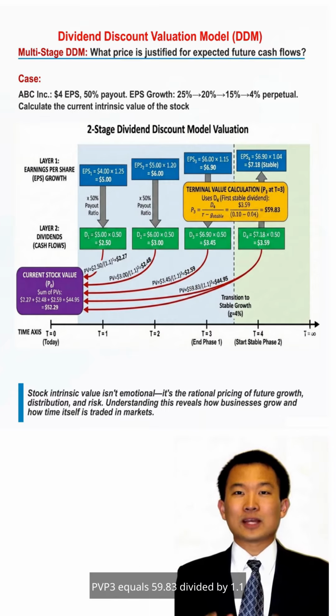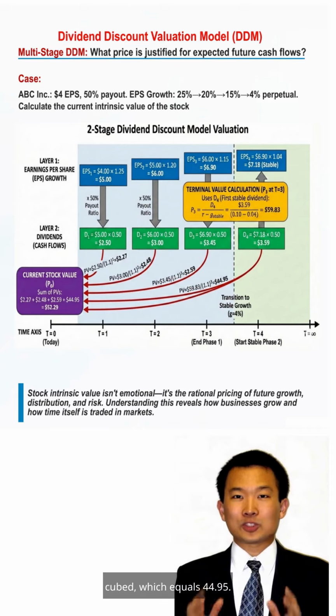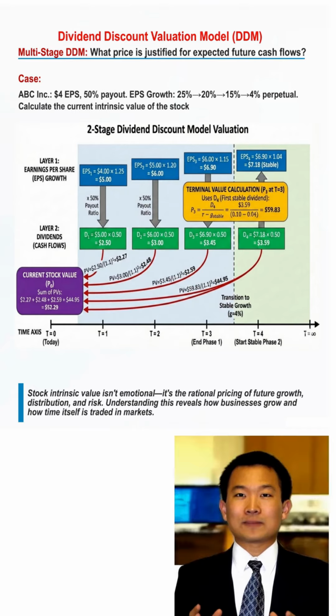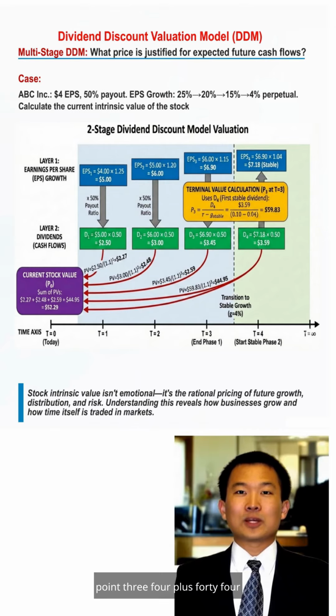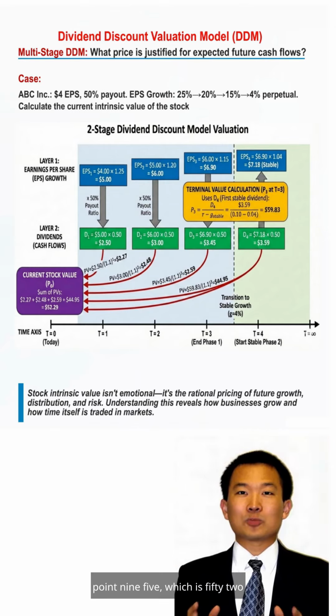PVP3 equals 59.83 divided by 1.1 cubed, which equals 44.95. Step 4, the intrinsic value of the stock, P0, equals 7.34 plus 44.95, which is 52.29.